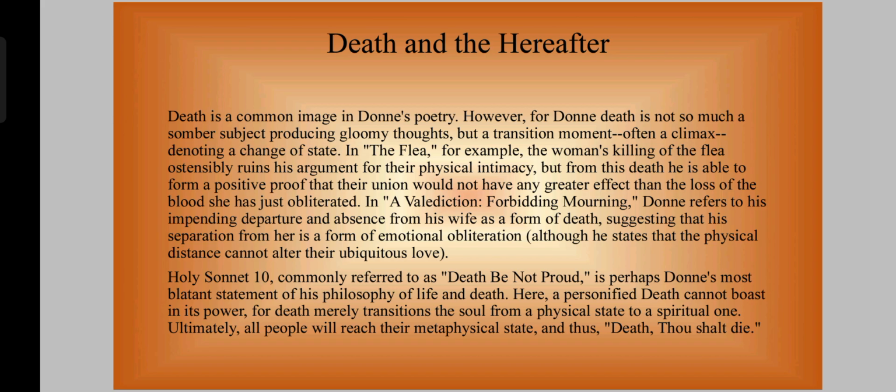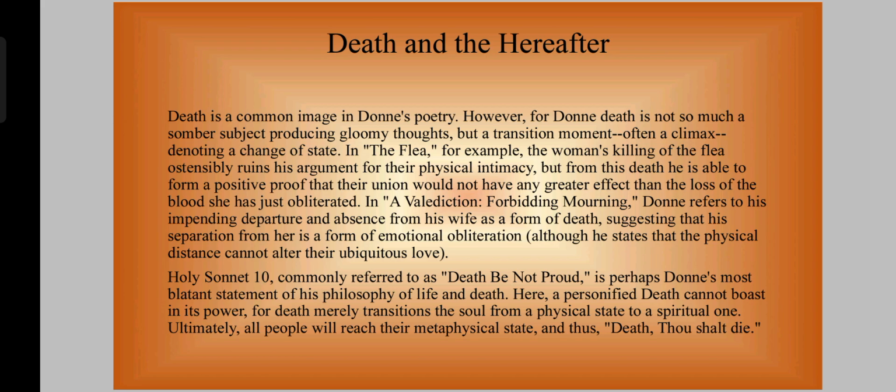ostensibly ruins his argument for their physical intimacy, but from the death he is able to form a positive proof that their union would not have any greater effect than the loss of the blood she has just obliterated.